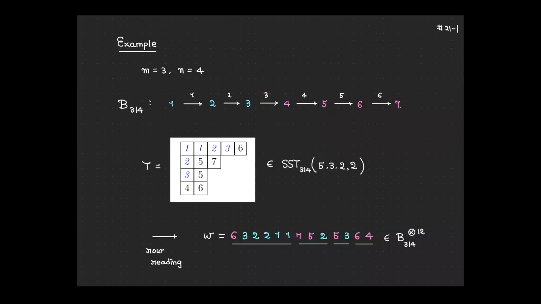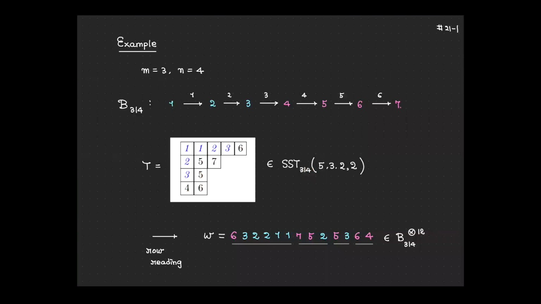A semi-standard tableau, say of shape 5, 3, 2, 2. So M is 3 and N is 4. The first 3 letters satisfy the usual semi-standard condition, so weakly increasing along rows and strictly increasing along columns. And the last 4 elements satisfy the transpose semi-standard condition. So it is actually weakly increasing, but they are all strict. But anyway, in this way they are strictly increasing.